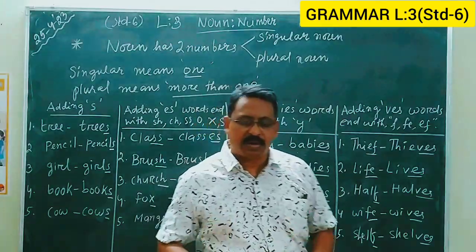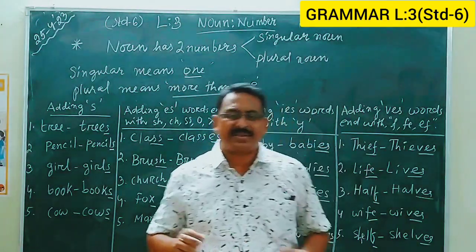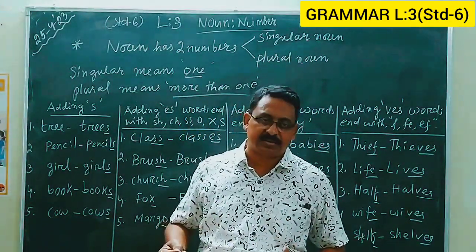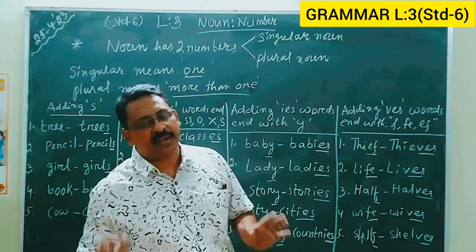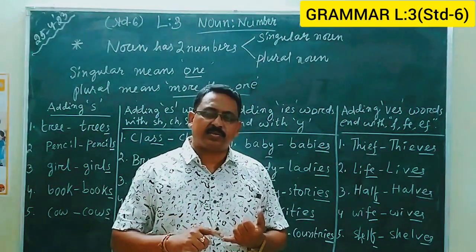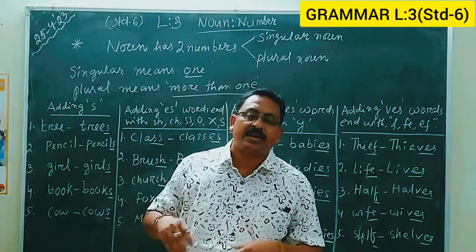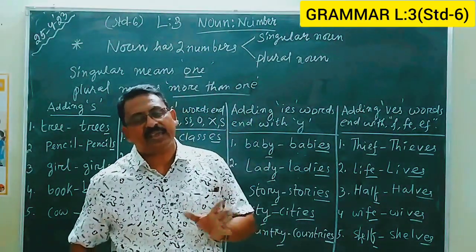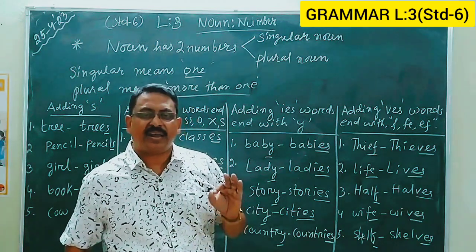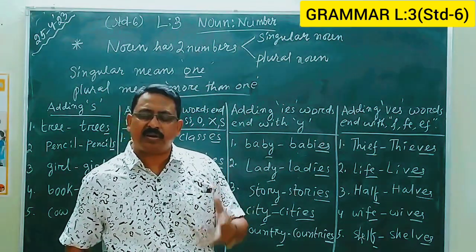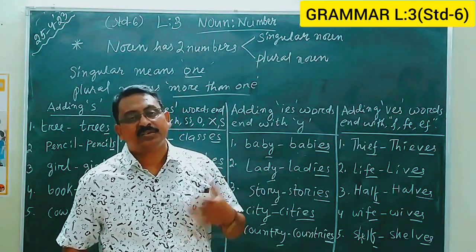We can change some of the nouns from singular to plural by seeing the ending letters. Some ending letters help to write ES, some ending letters help to write VES and some IES. You have to mark the ending letters of the noun. According to that, we have to put the plural form of it.